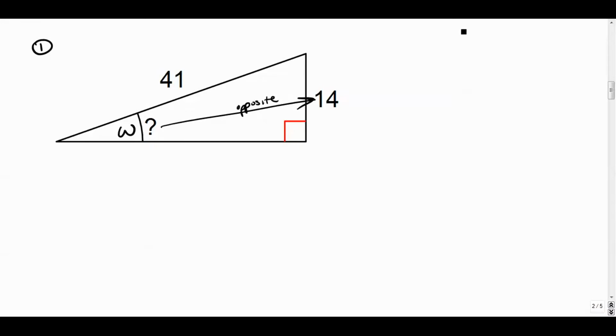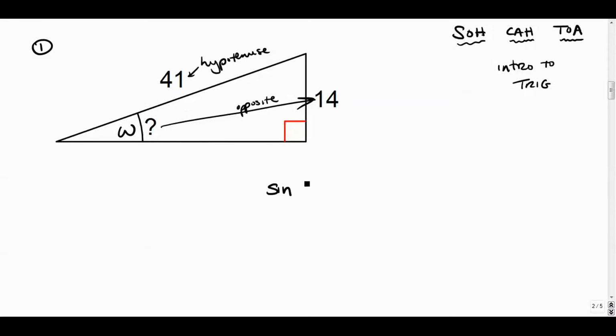We need to remember our basic trig functions. Sine is opposite over hypotenuse. Cosine is adjacent over hypotenuse. Tangent is opposite over adjacent. That's in the intro to trig video if you want to watch that; I'll assume that you know that. So we have the opposite is 14. This, of course, is our hypotenuse, across from the 90-degree angle. Which of these functions uses O and H? Sine. So the sine of the angle equals 14 over 41.